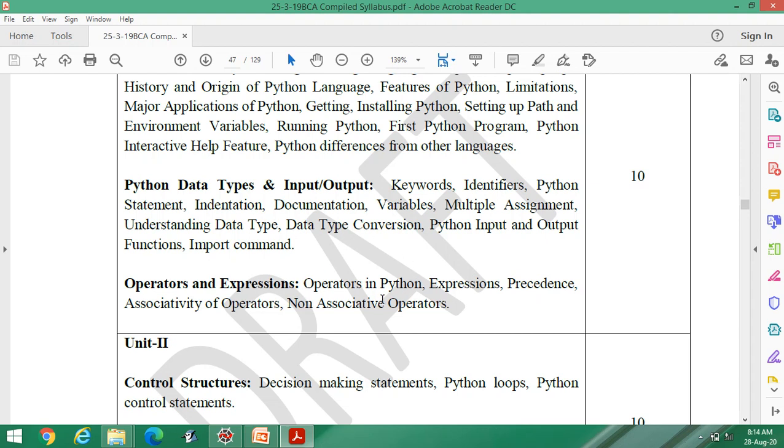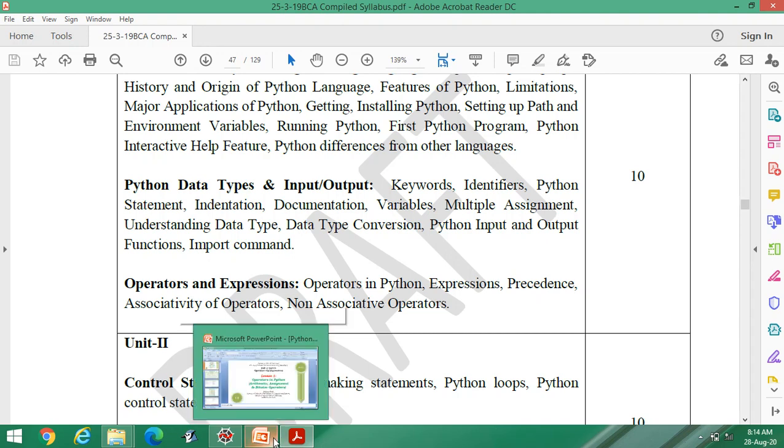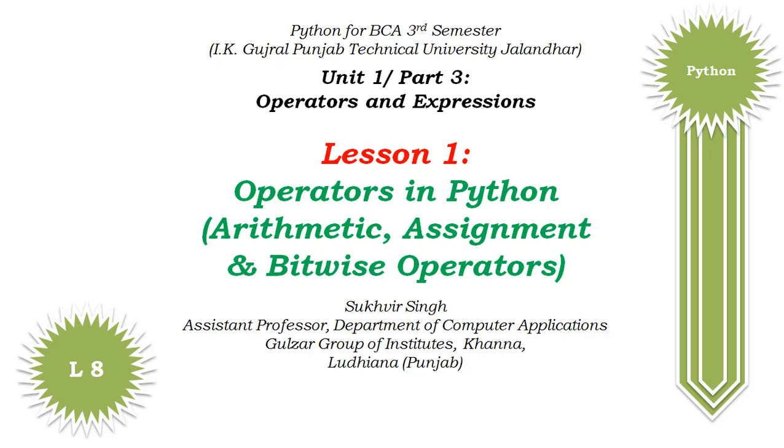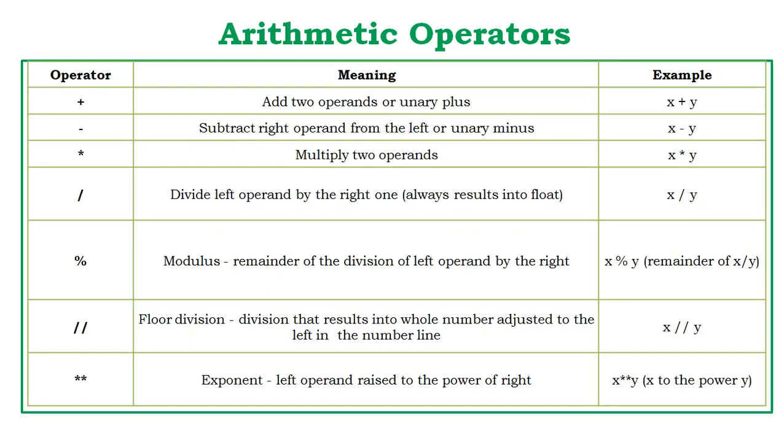Now what are the operators in Python? I am going to discuss that. In that part, I am going to discuss arithmetic operators, assignment operator, and bitwise operators. First of all, what are arithmetic operators? These symbols are there: plus, minus, multiplication, division, then modulus, and double slash.